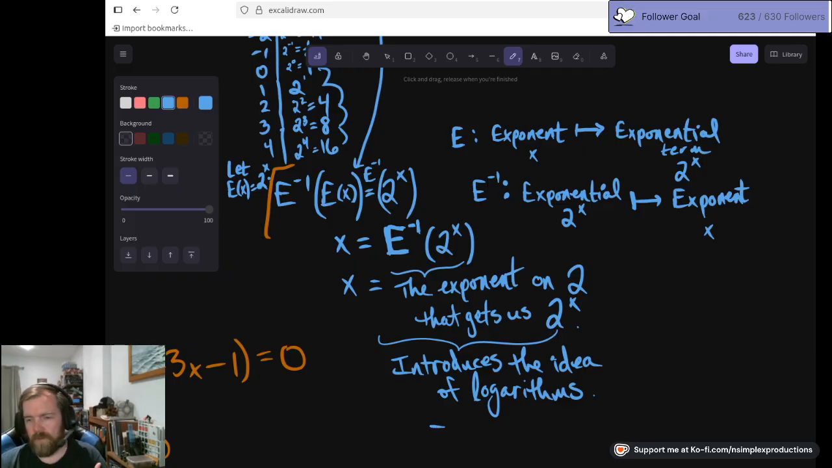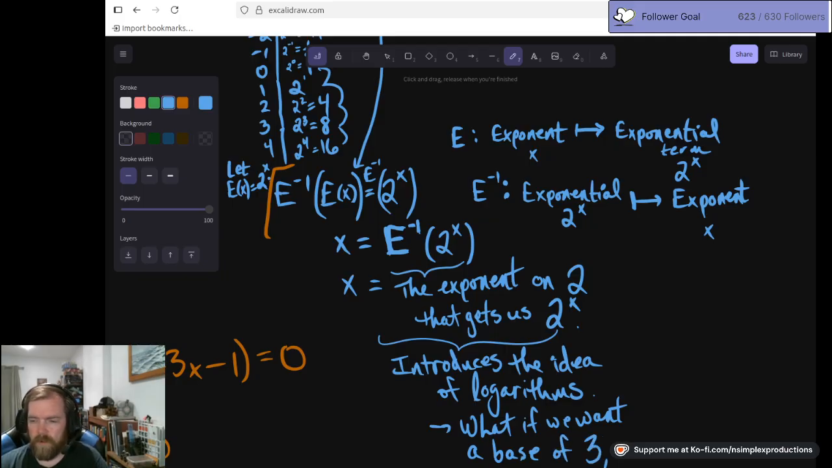Right, because what if we want a base of 3 or pi or whatever else we want to think of? We will not just be able to throw something into a calculator without specifically thinking about what base we want on this thing.